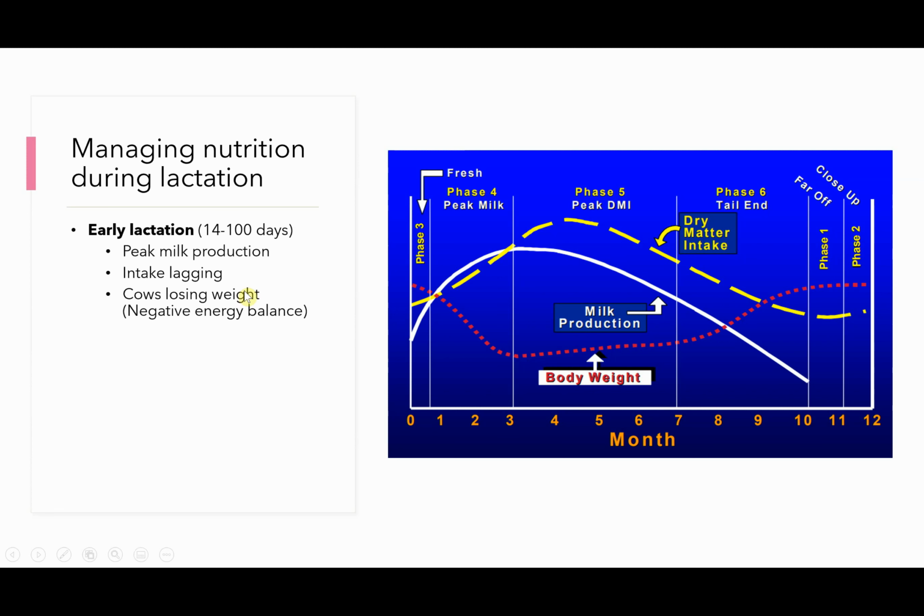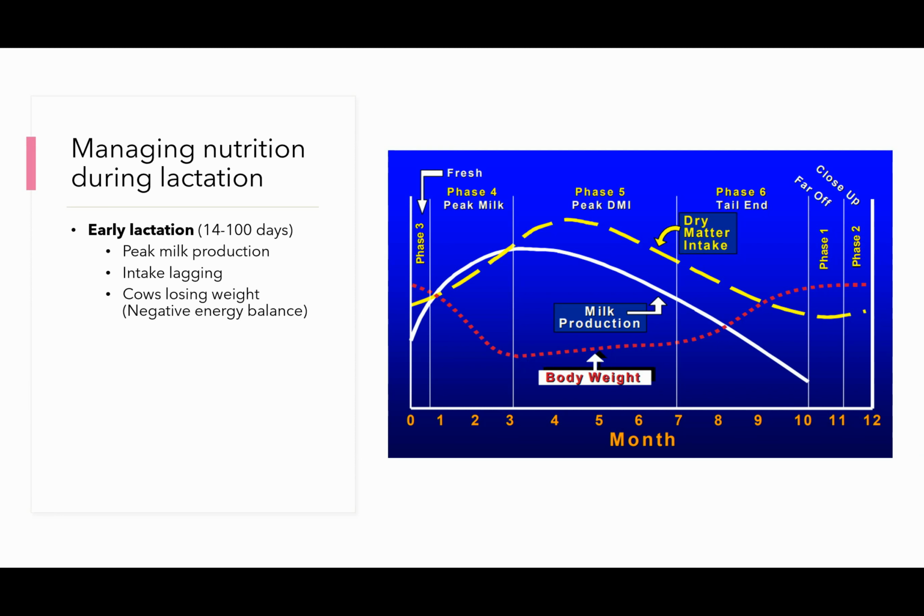Now in early lactation, again, days 14 to 100, so that would be in this area. This is where peak production is. And what you notice here is that the intake is lagging. So the milk is peaking, but they're having a harder time being able to consume enough dry matter to be able to keep up with the production of milk.